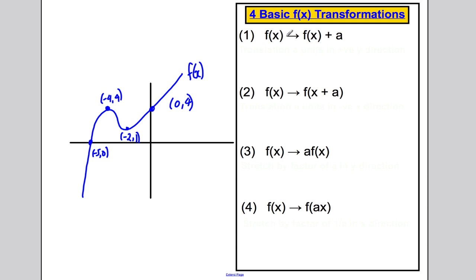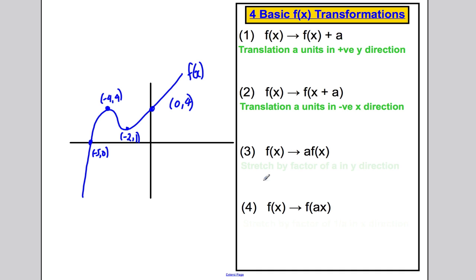The first one you should know: f of x is transformed to f of x plus a. What is that? Well, that is a translation of a units in the positive y direction. What about f of (x plus a), where x plus a is in brackets? Well, that's a translation, but by a units in the negative x direction. What about this one? This is a stretch by a factor of a in the y direction, and this one, when it's inside the brackets, everything's a bit strange. When it's inside the brackets, it's a stretch by a factor of 1 over a in the x direction.